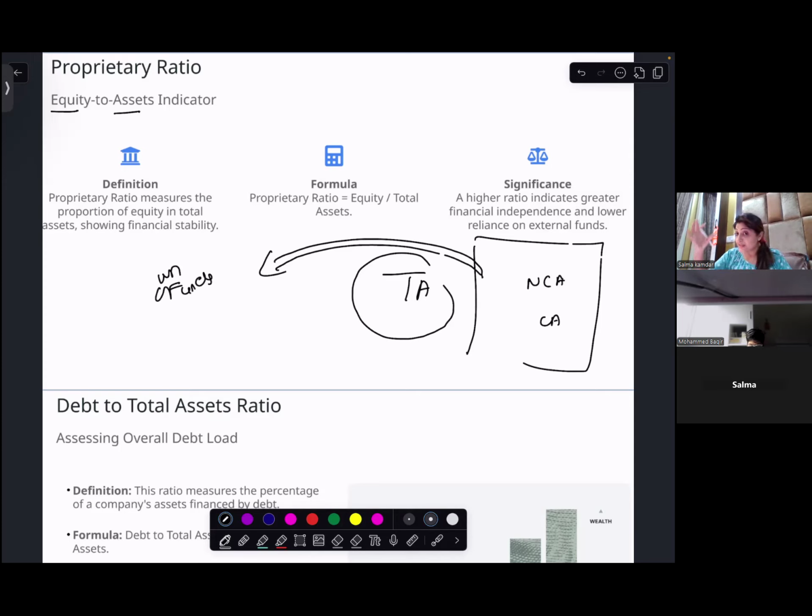So your total assets, the wealth which the company has, how much of it is funded by your own money? And how much of the total assets is bought by other people's money? When I'm talking about proprietary ratio, the proprietor has bought the total assets from his own money. So how much of the total assets has been bought from his own money? If more of the total assets is bought from your own money, what does this mean?